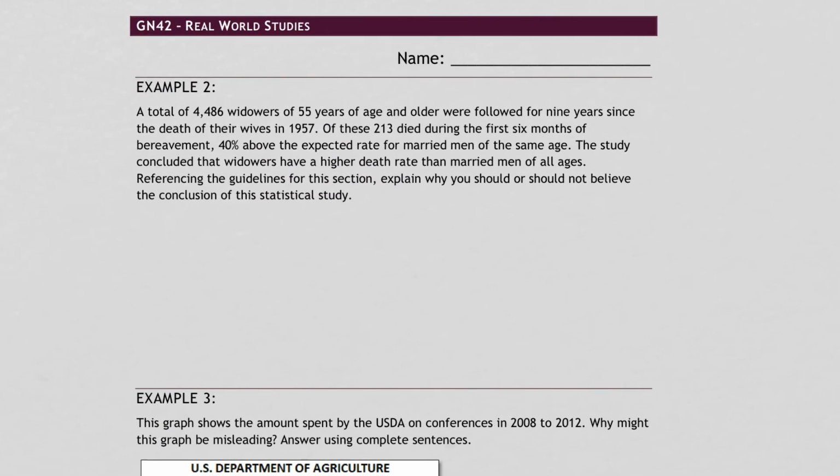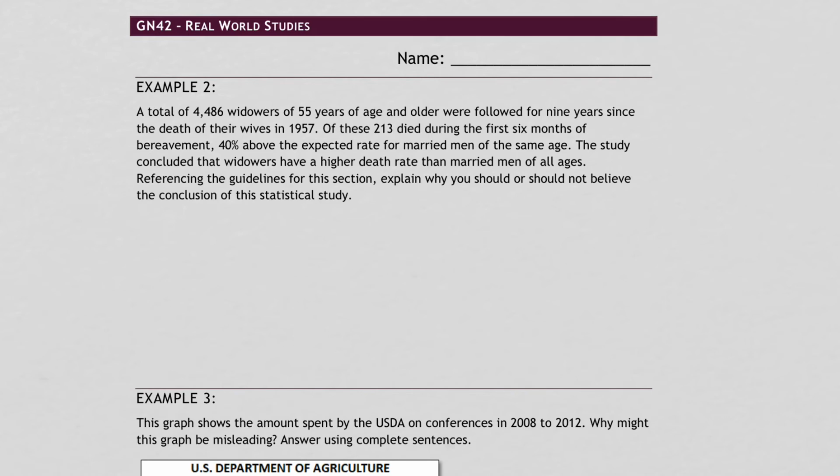Example 2 says, a total of 4,486 widowers of 55 years of age and older were followed for 9 years since the death of their wives in 1957. Of these, 213 died during the first 6 months of bereavement, 6 months after their wives died. 40%, that is 40% above the expected rate for married men of the same age. So they're saying more men were dying after their wives died at a younger age than if they were still married with their wives alive. The study concluded that the widowers have a higher death rate than married men of all ages.